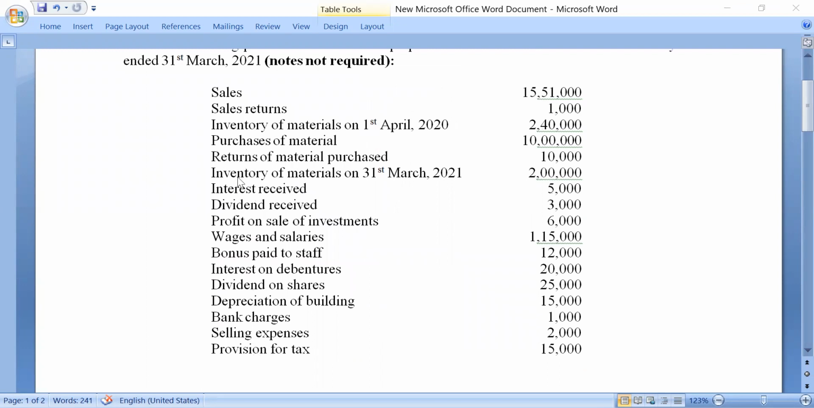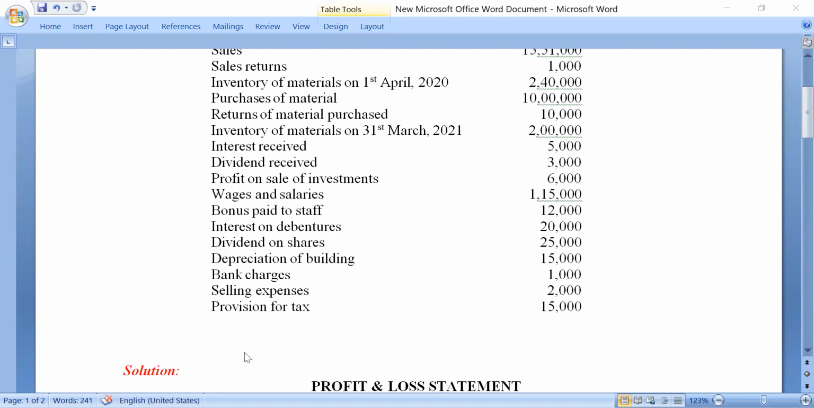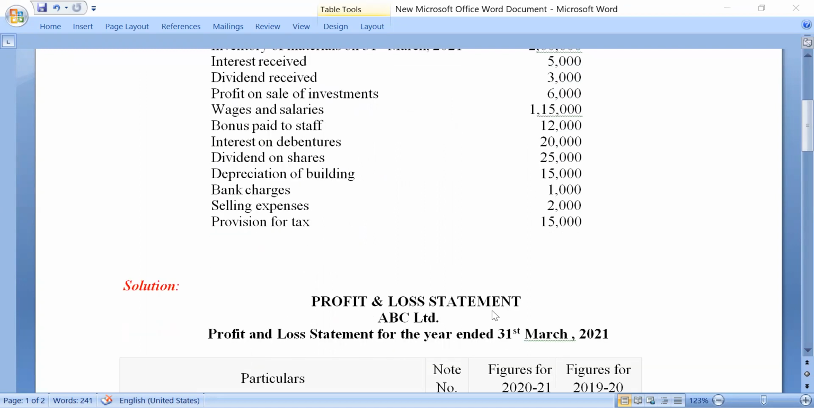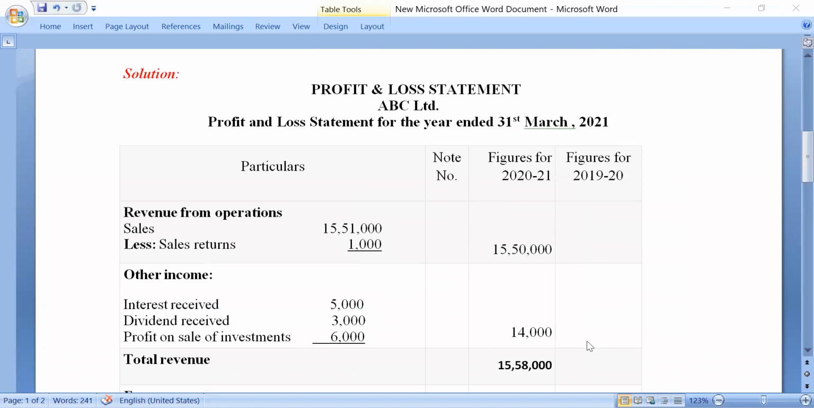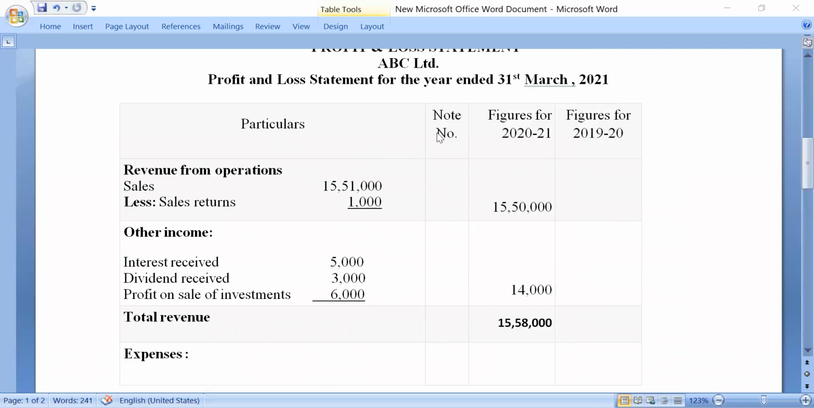So many items are there. And these items we are going to put in the statement of profit and loss of ABC Limited for the year ended 31st March 2021. If you remember this format, we had the particulars, note number, then figures for the current year and figures for the previous year. For the year ending 31st March 2021, that means figures for 2021.